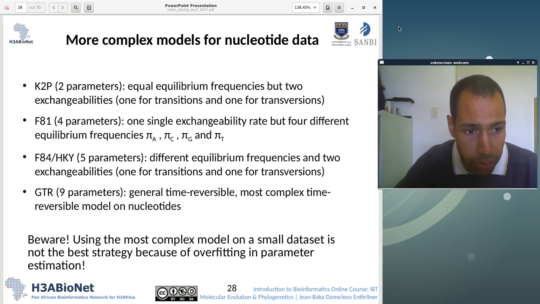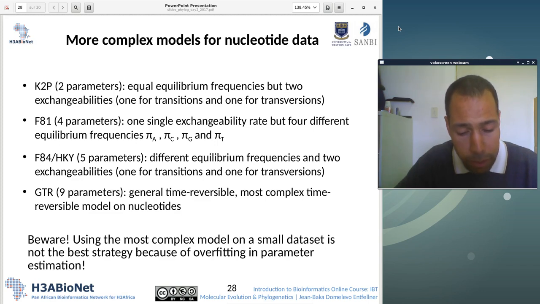F81 stands for Felsenstein. Joe Felsenstein is one of the big names in phylogeny, and he developed this model in 1981. This model F81 has 4 parameters. There is this time 1 single exchangeability rate, but 4 different equilibrium frequencies: A, C, G, and T. Now, I say 4 parameters.